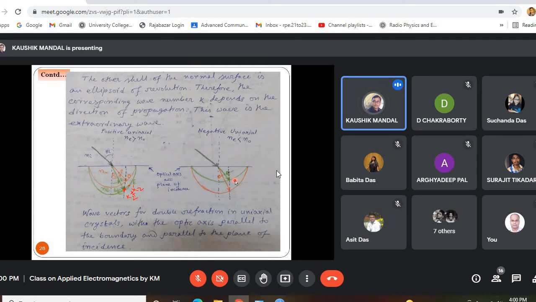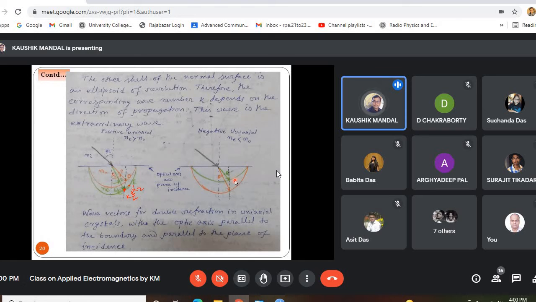This phenomenon of wave propagation in a uniaxial crystal will exhibit this type of refraction. One refracted wave will follow Snell's law, but the other refracted wave will not follow Snell's law. That's why this type of phenomenon is known as double refraction in case of uniaxial crystal.